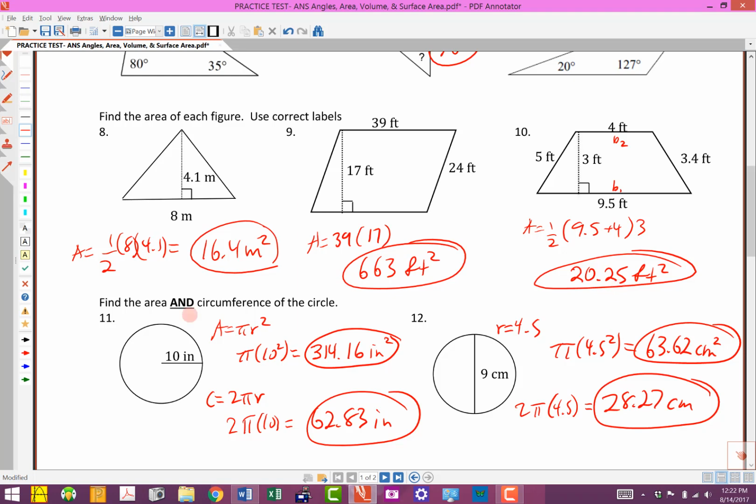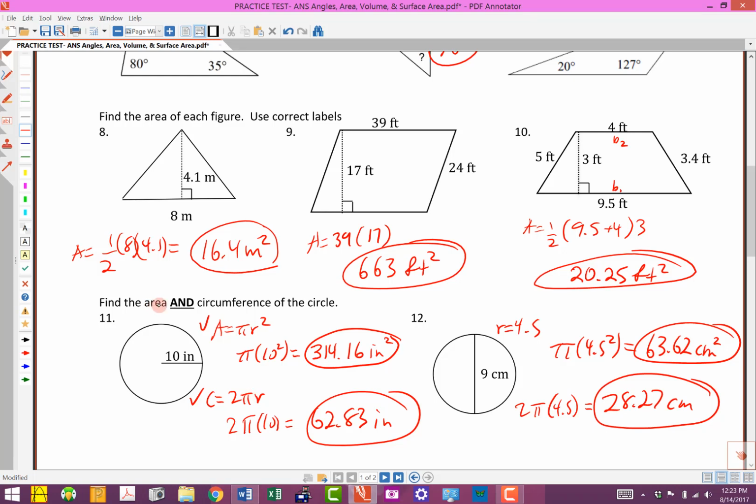Okay, let's take a look at the next two of these. Now notice we needed to know the formulas for each one of these areas up here, triangle, parallelogram, and trapezoid. You need to know the formulas for area and circumference of a circle. So please make sure you have those straight and don't forget them. They are right here. Area is pi r squared and circumference is 2 pi r.